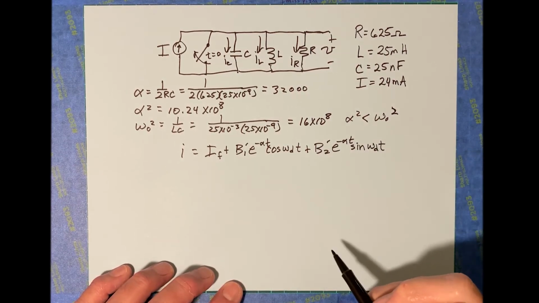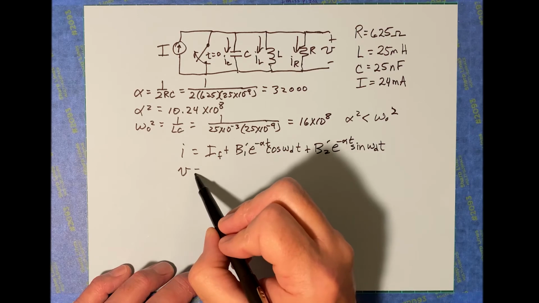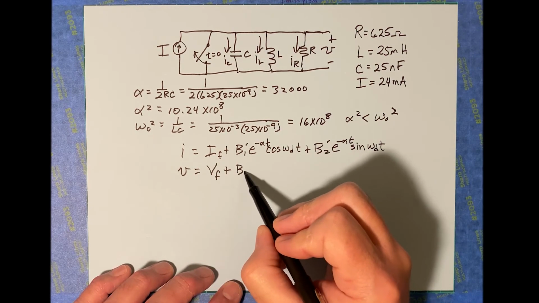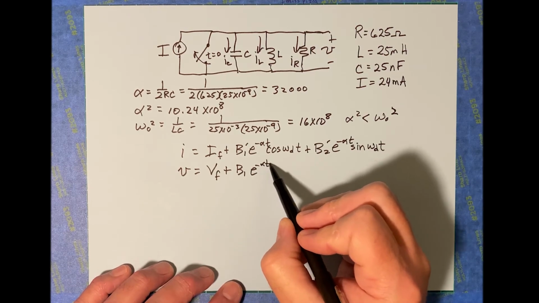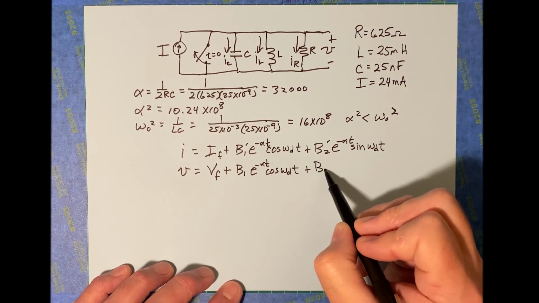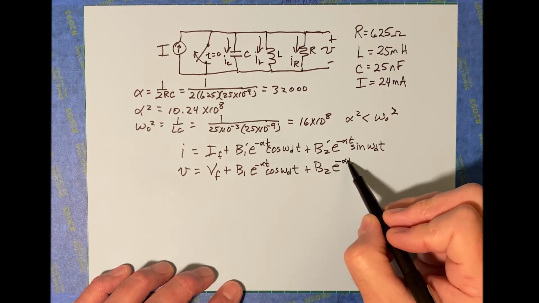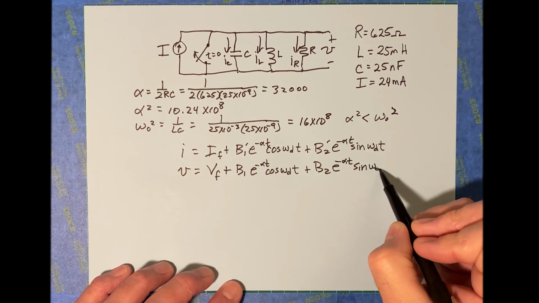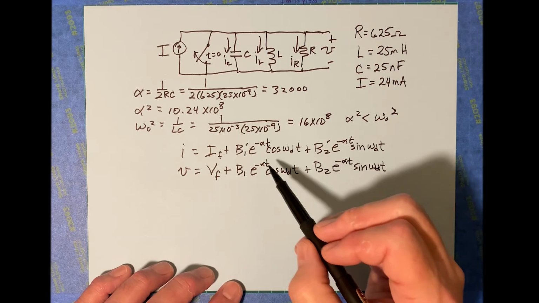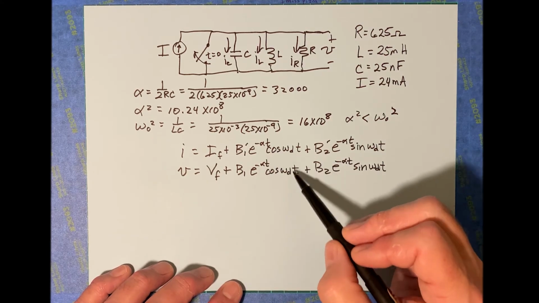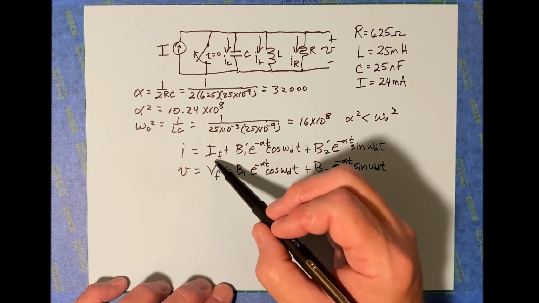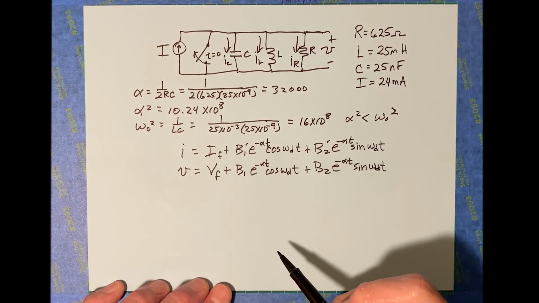Voltage also is going to be of this form, V final plus B1 e to the negative alpha t cosine omega sub d t plus B2 e to the negative alpha t times the sine of omega sub d t. These coefficients are going to be different for each one of those. The alphas are all the same, the omega sub d's are all the same, and these final values are likely to be different for each one of those.